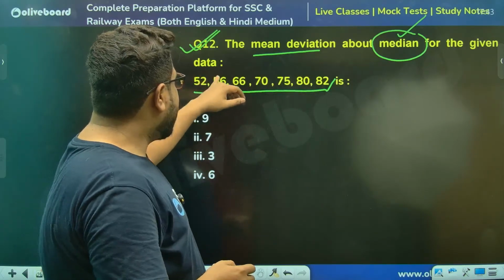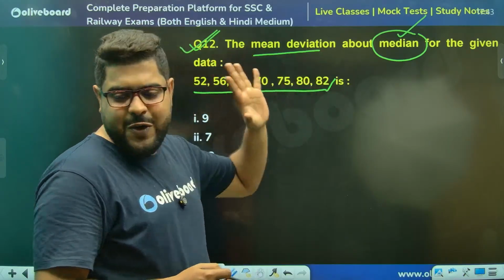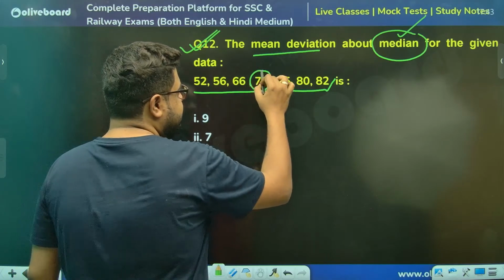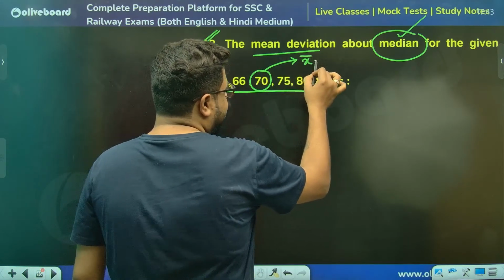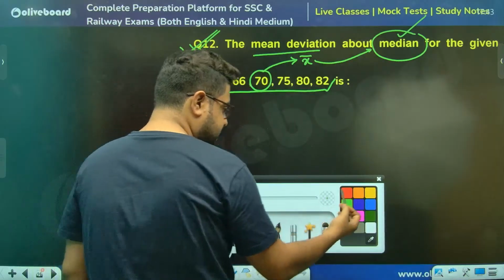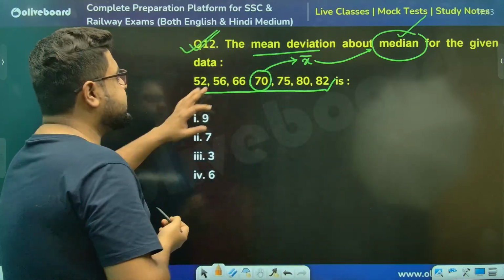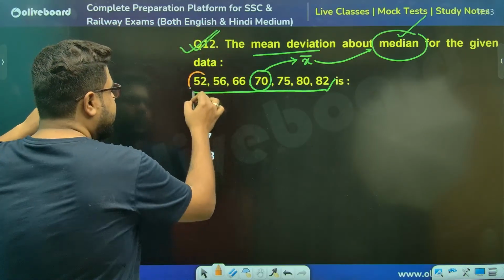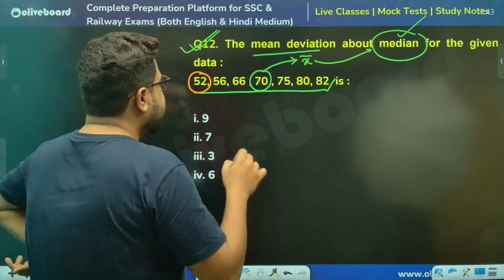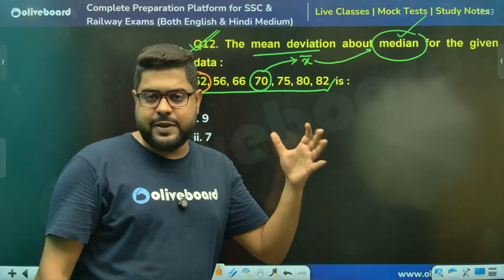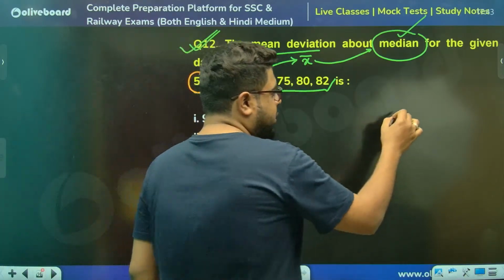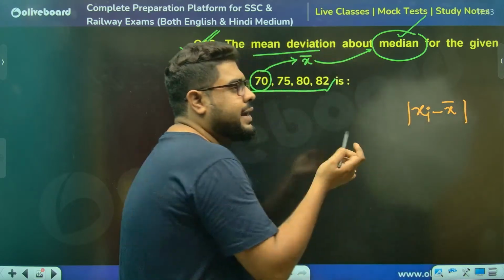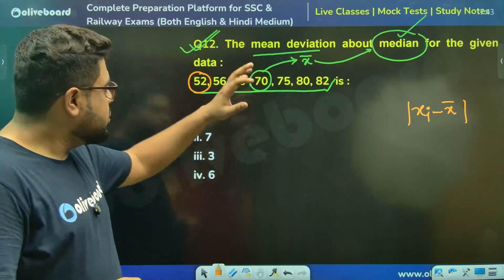How many values? 1, 2, 3, 4, 5, 6, 7. An odd number of values, so the fourth value will be my median, which is this. This is my X bar or median. Everyone agrees? So I'll just take the difference, like the deviation. 52 is how much more or less? It is minus 18. But I don't need minus or plus because there is a modulus. It is always xi minus x bar with a modulus, so whether minus or plus, it will be plus only.